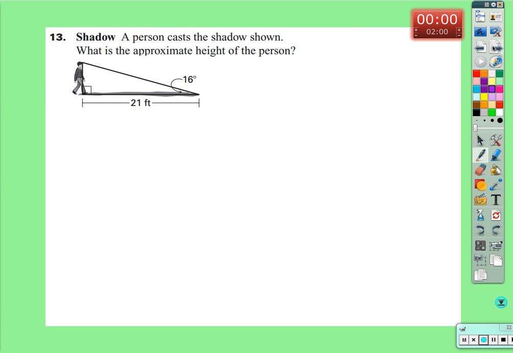Okay. Here we have a triangle made of a man and a shadow, and an imaginary line from his head to the end of the shadow. We know 16 degrees, that's a given. We know this is 21 feet. We don't care about how long that imaginary line is. We care about how tall the man is. So what could involve 16 degrees, this side right next to it, and this side?